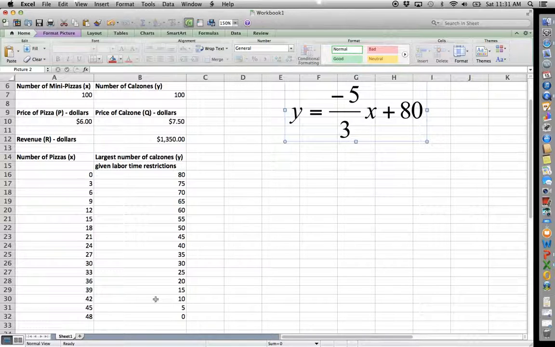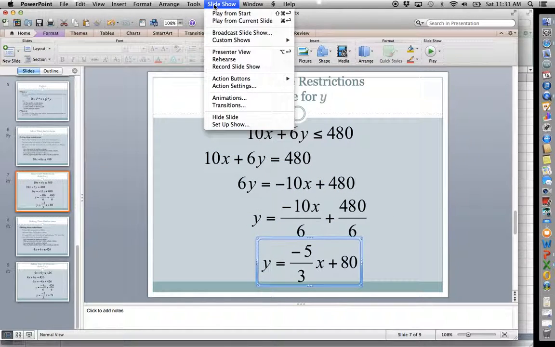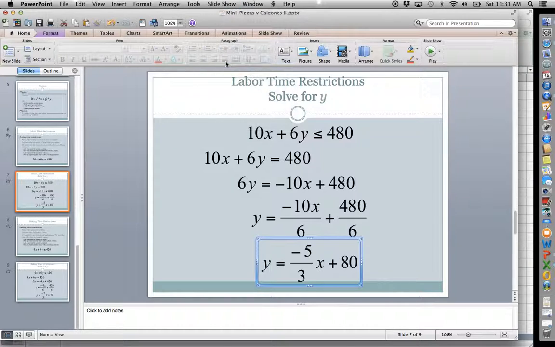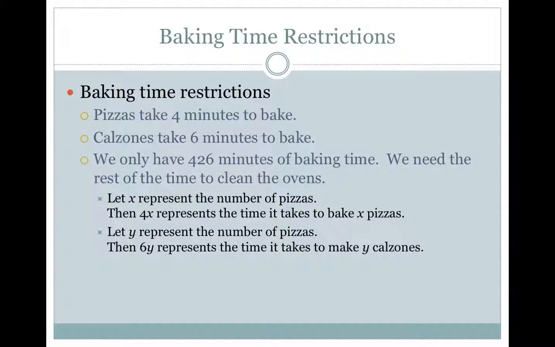Okay, so we're going to do the same thing with the other restriction. So let me go back to the slideshow. Actually, let me go down one. And let's start from here. And so again, pizzas take 4 minutes to bake. Calzones take 6 minutes to bake. We only have 426 minutes, and we want to represent this.